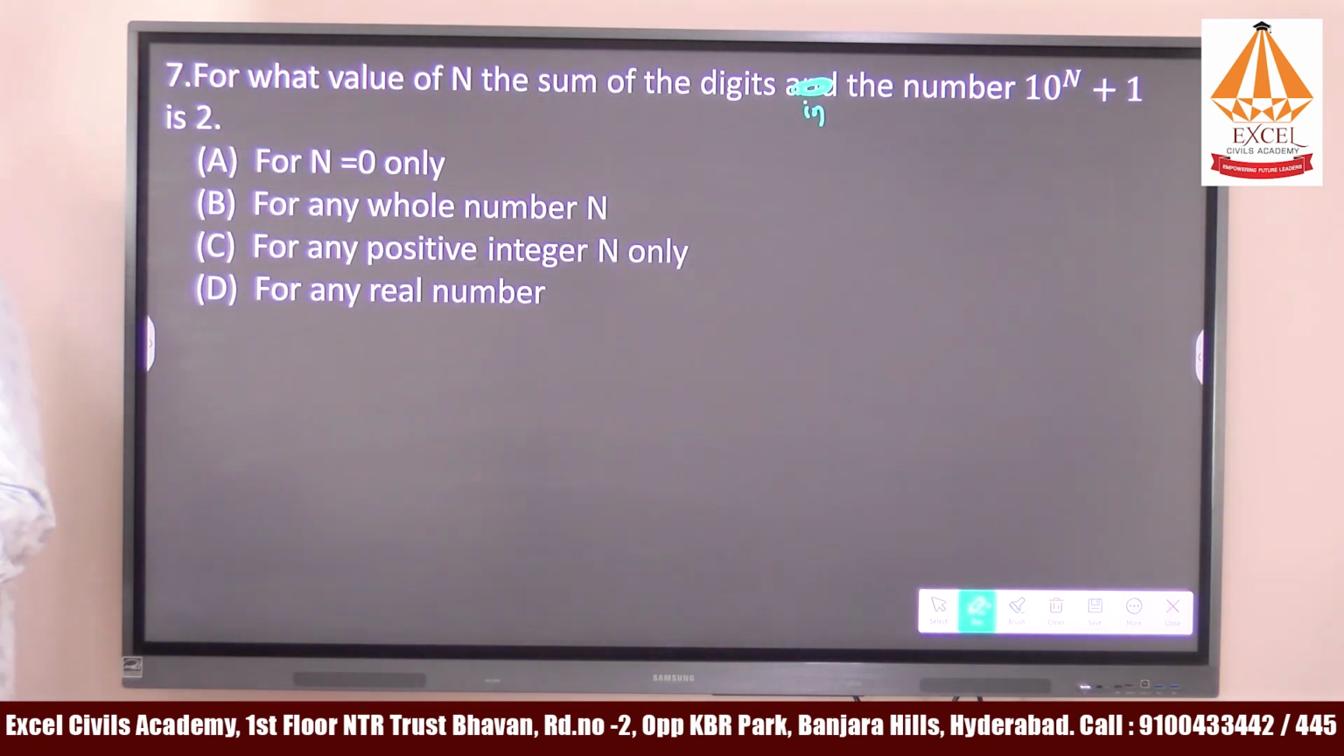First, please try to understand the problem. For what value of n, the sum of the digits in the number 10 power n plus 1 is 2. Do you understand the question? And tell me the answer. Just try.